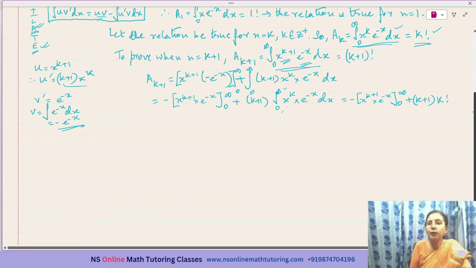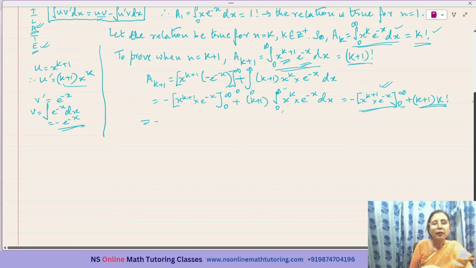Okay. And now for this, we should be getting k plus 1 factorial. So this is the k plus 1 factorial. Now we have to prove this part to be equal to 0. Okay. So how do we do that? First of all, I will not be substituting infinity in place of x. Rather, what I can do is write limit x tends to infinity of x to the power of k plus 1, where k plus 1 is any number, times e to the power of negative x.